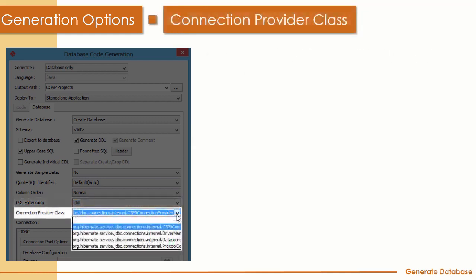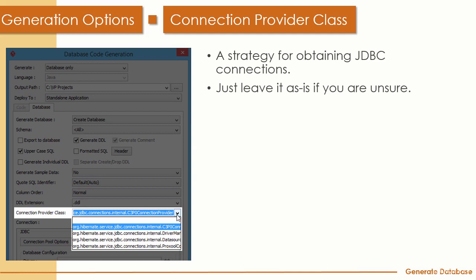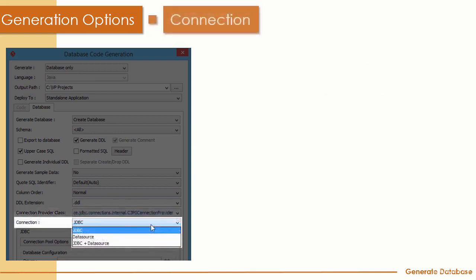Connection provider, it is the strategy for obtaining the JDBC connections. Visual Paradigm uses JDBC to connect to your database server. We suggest you just leave it as it is. You don't need to manage it because it's just for generation, so the efficiency is not very demanding.